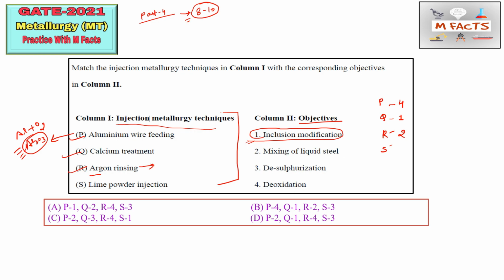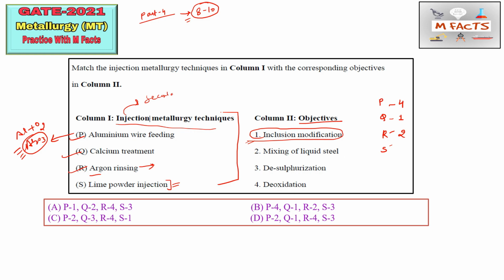The next and last one is lime powder injection. Lime powder injection is basically done for desulfurization. Desulfurization may be done by injecting lime powder into the steels. So these are all basically part of secondary steel making.